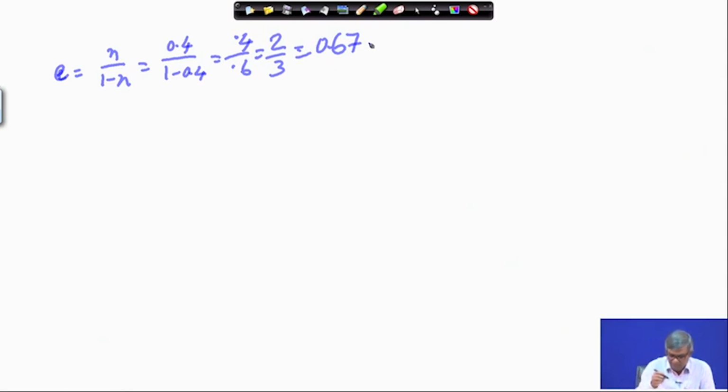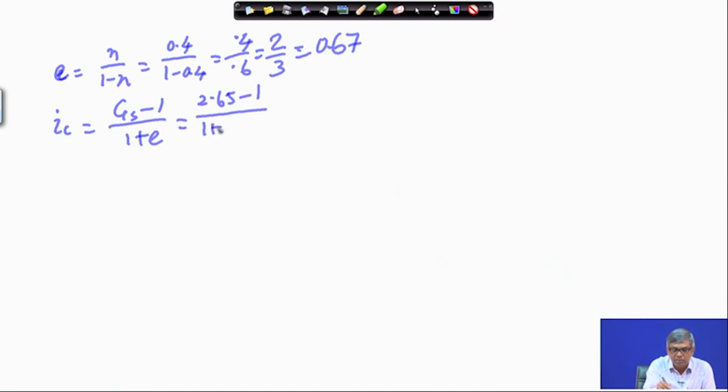Once you get the e value, and Gs value is given as 2.65, then i_c will be equal to (Gs minus 1) by (1 plus e). If you put all those values, that is 2.65 minus 1 divided by 1 plus 0.67, so it will be 1.65 by 1.67. That gives you 0.988.